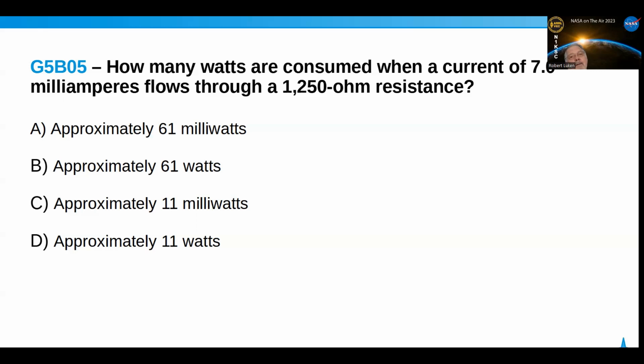But I've got to square 7, okay? So instead of 7 times 10 to the minus third, now we got 49 times 10 to the minus sixth. And I multiply that times 1.25 times 10 to the third. So I subtract 3, right? So it's now 49 times 10 to the minus 3 times 1.25, right? Which is approximately what?